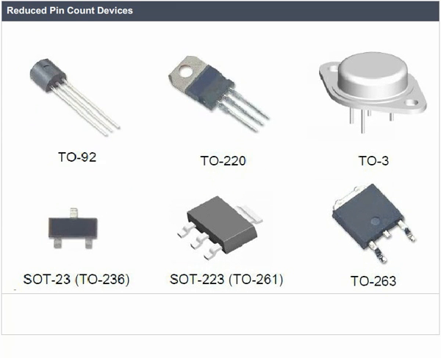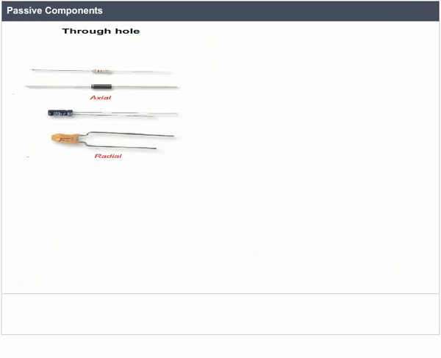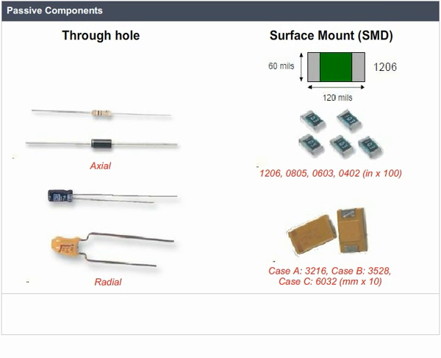Reduced pin count devices: TO92, TO220, TO3, SOT23, TO236, SOT223, TO261, TO263. Passive components: through-hole, surface mount, SMD.